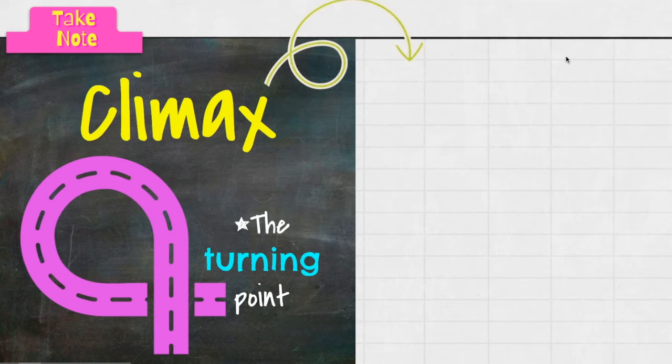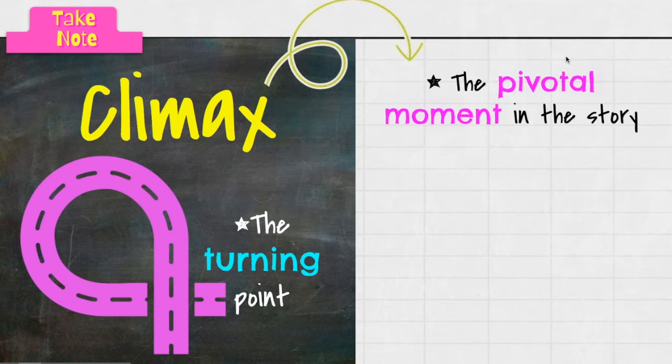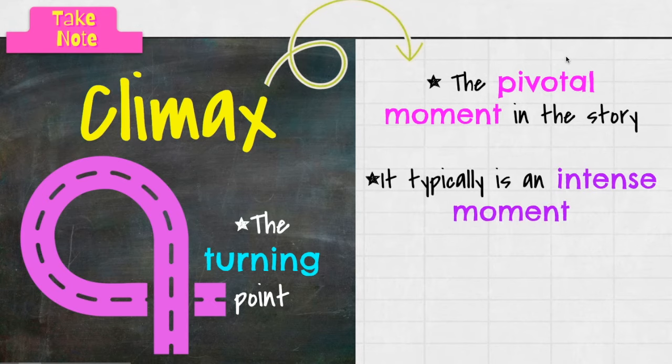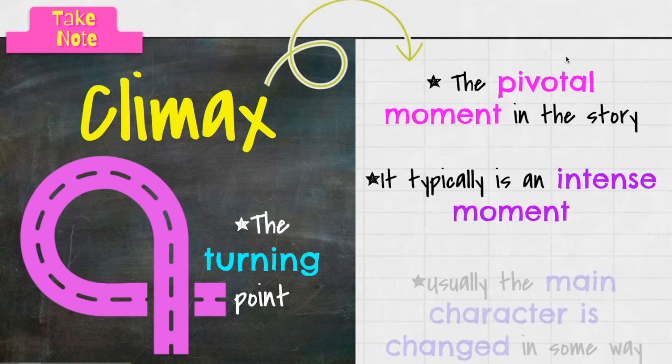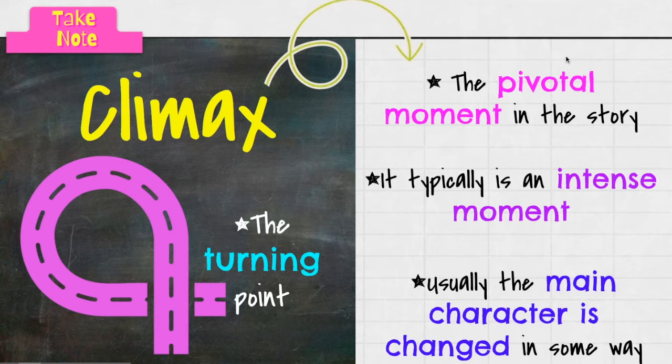Climax is also the turning point of the story. It's a pivotal moment where typically you're like, what's going to happen? Oh my goodness, is the character going to choose one path or another path? What is going to happen? And it's typically intense. And usually because of the climax, the main character is changed in some way. That can be changed for the positive or the negative. That's up to you as the reader to determine.